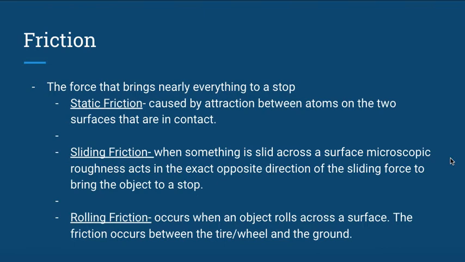Static friction is caused by the attraction between the atoms on the 2 surfaces that are in contact. That causes the surfaces to stick or weld together where they are in contact. Usually as the surface gets rougher and the object gets heavier, the force of static friction will be larger. To move the object, you have to exert a force large enough to break the bonds holding 2 surfaces together. Sliding friction.